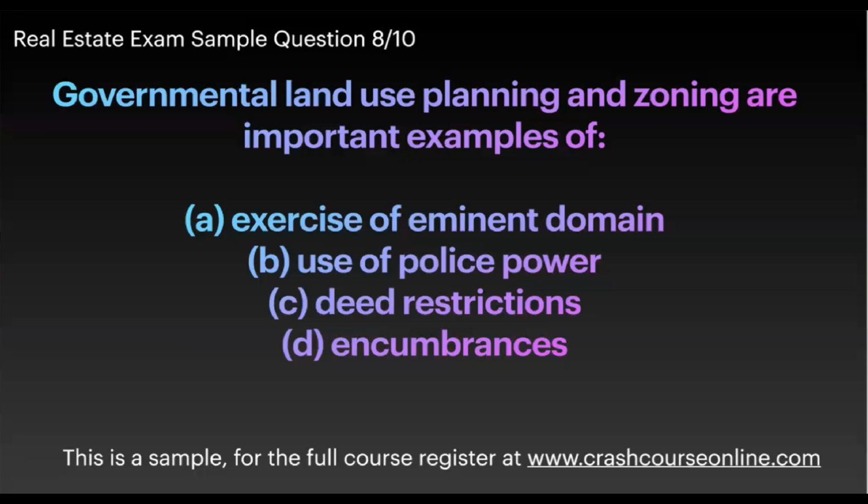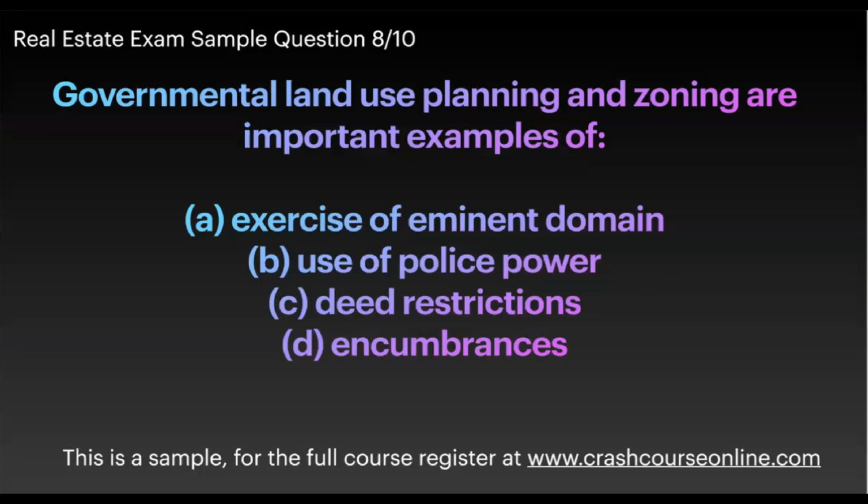So this governmental land use and zoning and planning are important examples of answer choice B, the use of police power. It's not the exercise of eminent domain. That's the power of the government to take private property for public use. It's not answer choice C, that's deed restrictions. Deed restrictions are private controls on real estate.